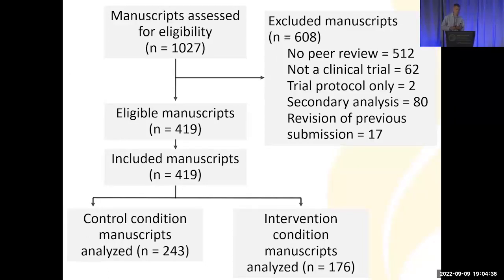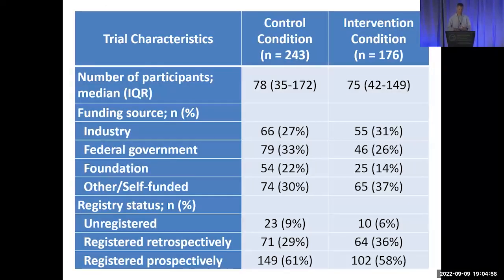Here you can see the flow of individual manuscripts through our study. You'll note that there were more manuscripts in the control condition than the intervention condition. That's really just because by random chance, more of the higher volume journals that participated were assigned to cross over into the intervention arm towards the latter part of the study.